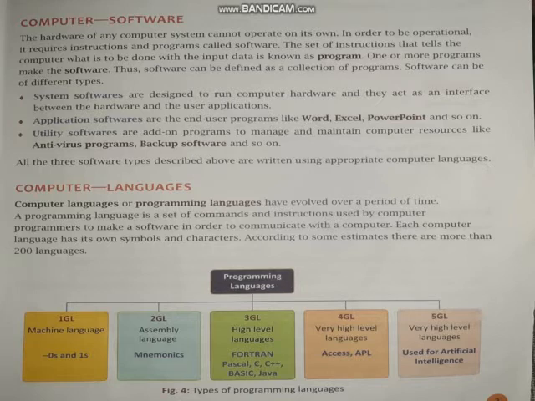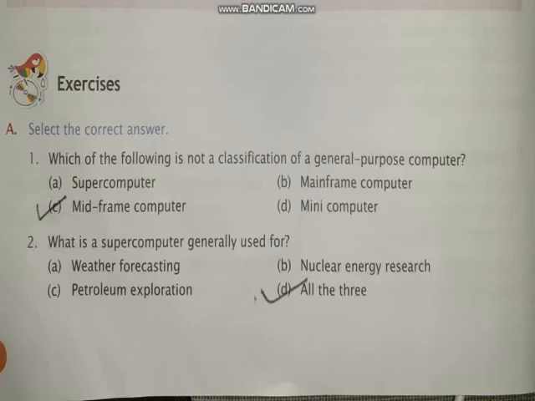Then after, fourth generation languages. They are very high level languages like SQL and APL. And last one, fifth generation languages. Very high level languages used for AI. It means artificial intelligence. Now let's see the exercise.